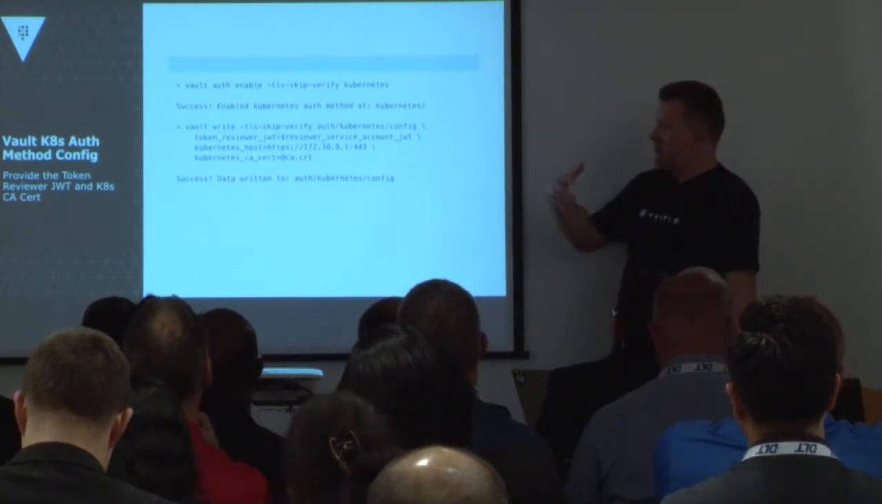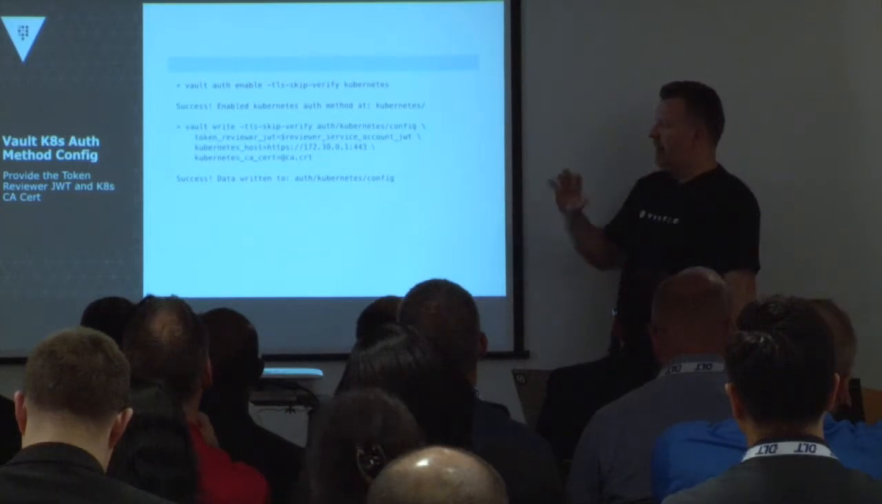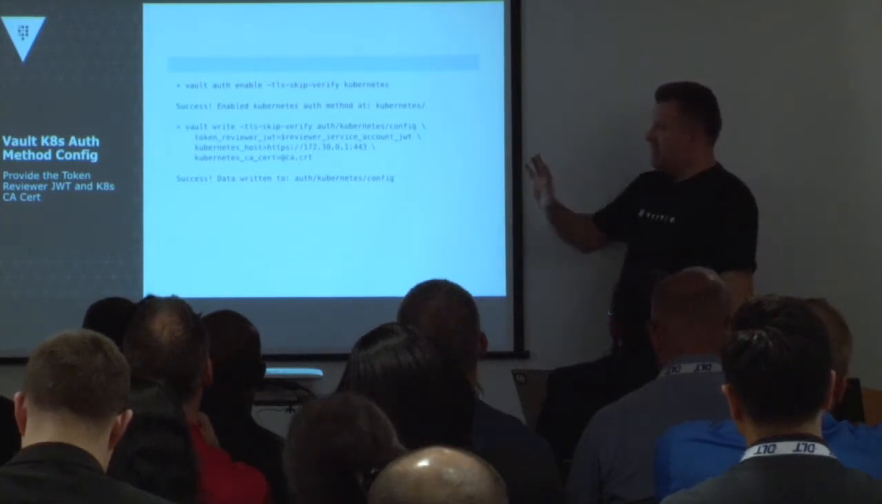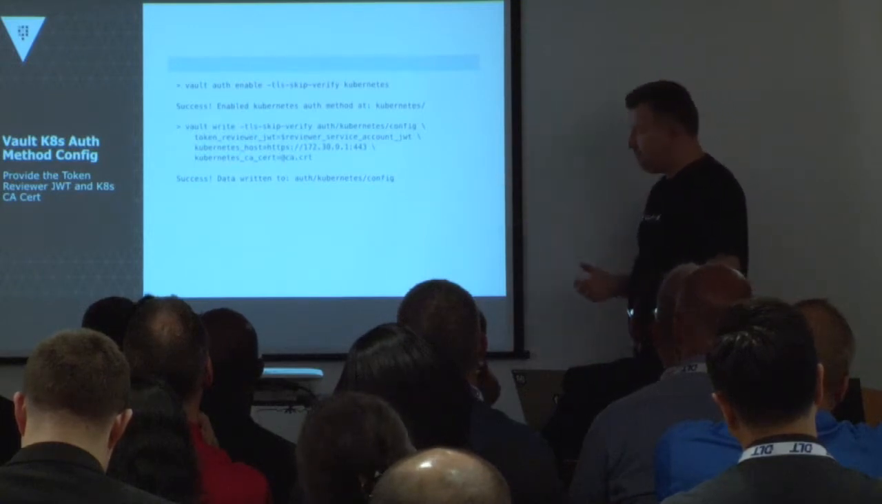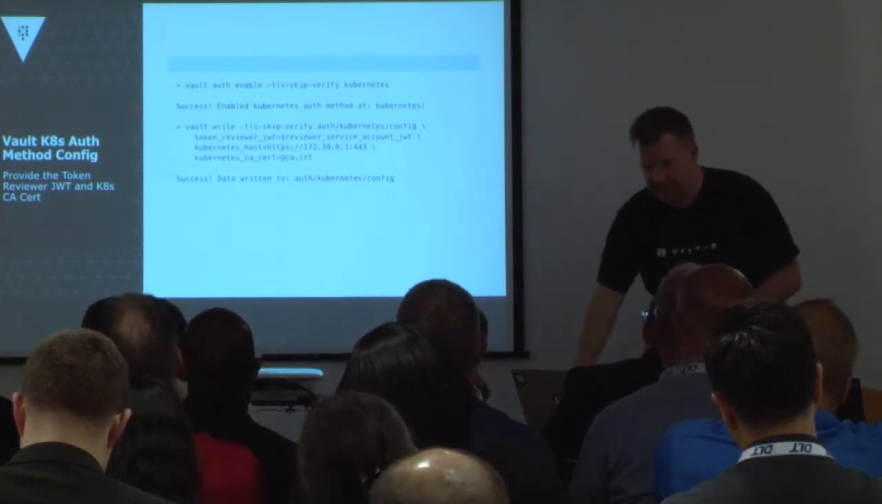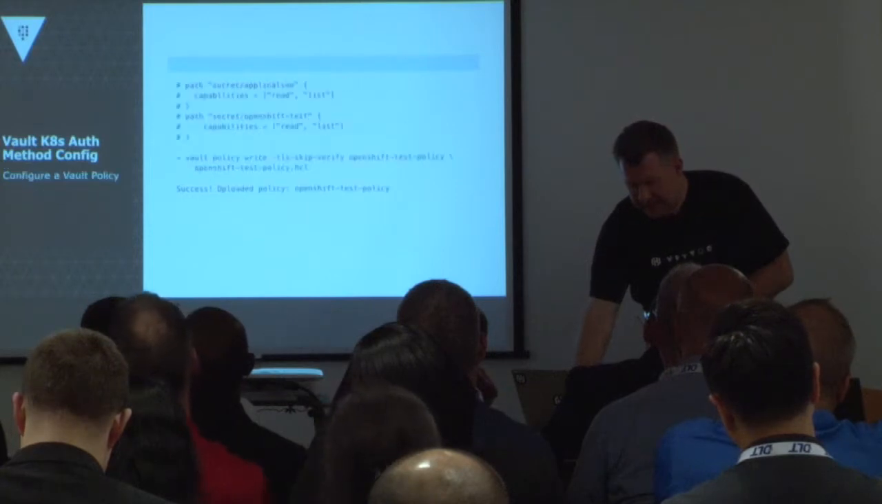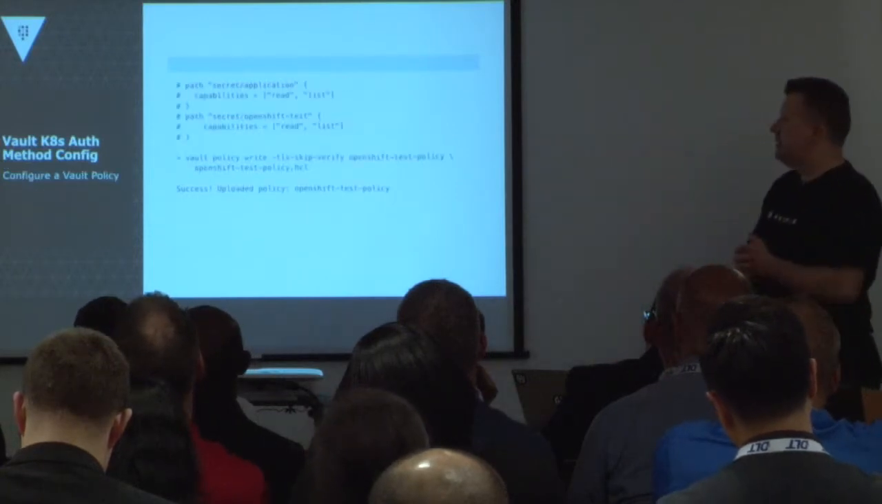You do it when you're first setting up your cluster, for example. You don't have to redo this. But this is how we're telling Vault to talk to our Kubernetes cluster. Great. So now we have the Vault side of things set up. What do we do next?